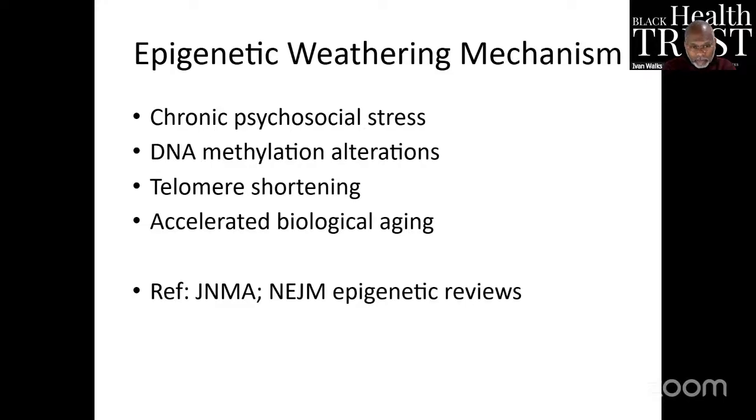Epigenetic weathering mechanism: chronic psychological stress, DNA methylation alterations, telomere shortening, and accelerated biological aging. So all this stuff is bad, and all of it can have absolute long-term effects, and it can kill you. It can make your life bad.